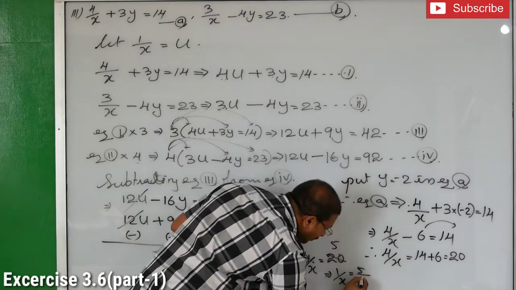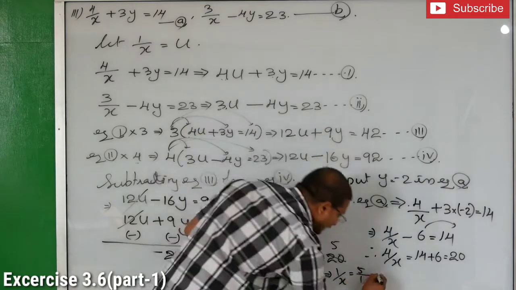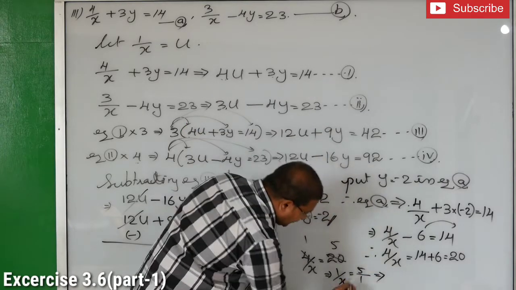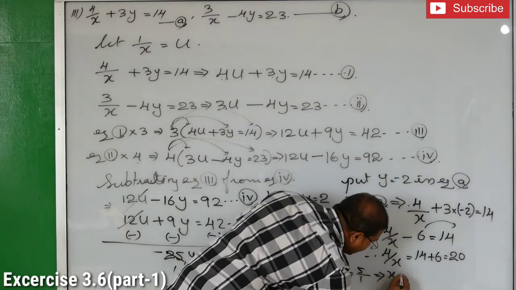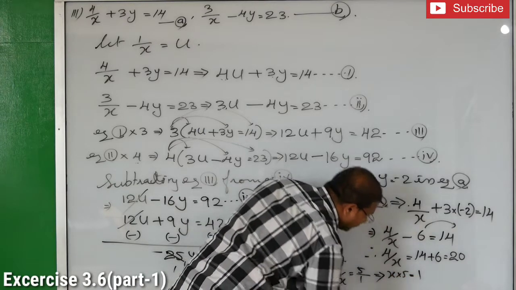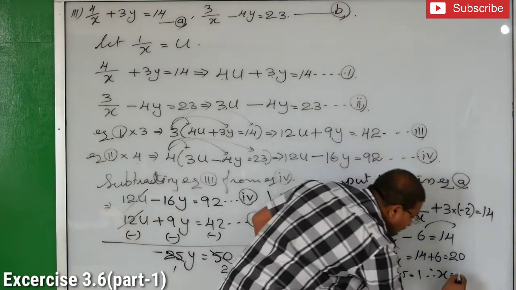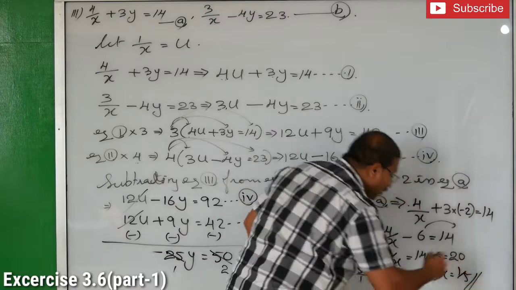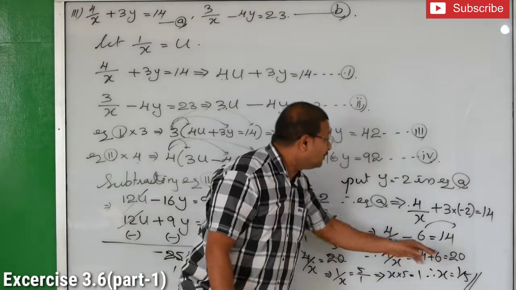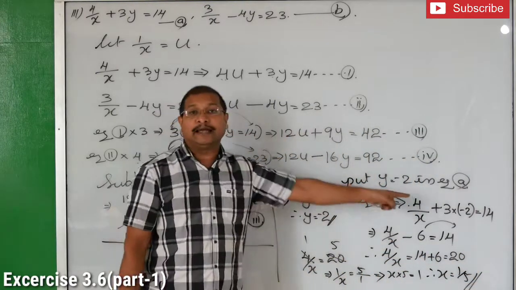5 means you can write 5 by 1. That implies, see, cross multiplying, x into 5 equals 1. Therefore, x equals, what will happen? This 5 will go to the next side, isn't it? That means 1 by 5. So we got the value of x as 1 by 5 and the value of y is minus 2.